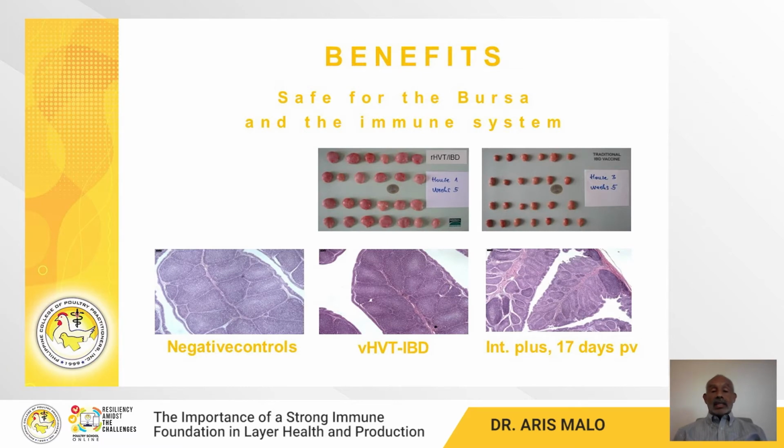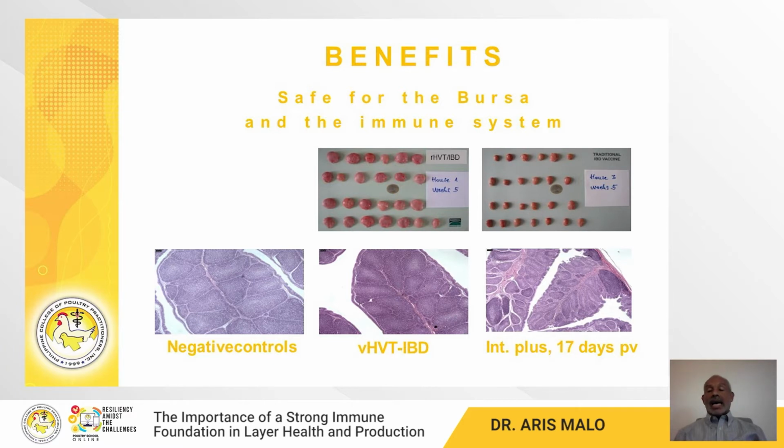We see some of the benefits of using these kind of vaccines. We see in the lower part of the chart on the left, negative control birds, slides of the bursa of these birds showing the normal structure of this organ. In the middle, we see the bursa of birds that have been vaccinated with the recombinant vaccine, showing no changes at all in this histological slide. And in the upper part, we see very, very nice big bursae.